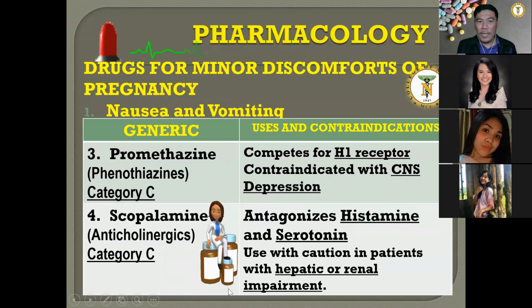Let us now proceed to the next. The next is the promethazine. Promethazine competes for the H1 receptor. So still this is considered an antihistamine or H1 receptor antagonist. Promethazines are phenothiazines. However, it's category C. Will it pose risk to the fetus? Will it pose risk to the fetus?